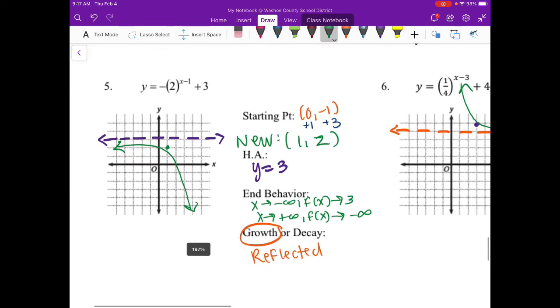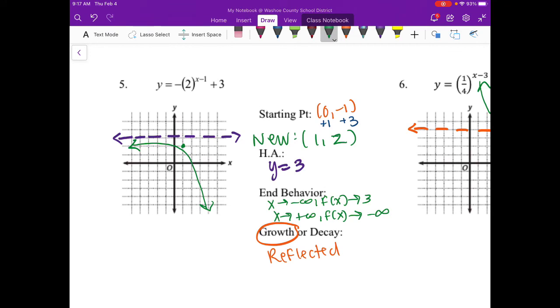All right, here are the answers for 5 and 6. So looking at 5, we have our horizontal asymptote at 3 based on that k value. We shifted the starting point right 1, up 3. And because our starting point was originally at 0, -1, that puts us at 1, 2. So then there is a negative in front of that 2 there, which means it's going to reflect my growth, okay? So that's why I circled the growth there.